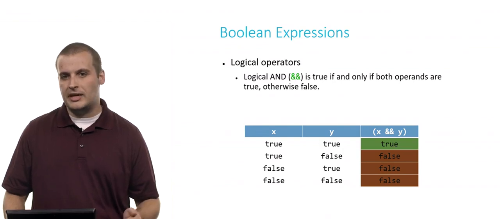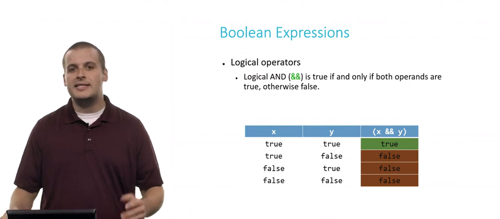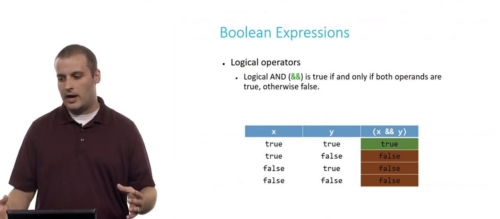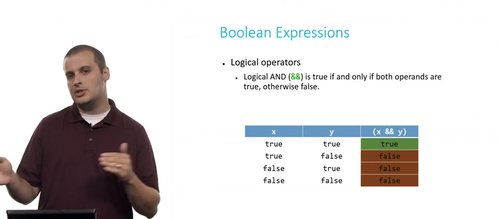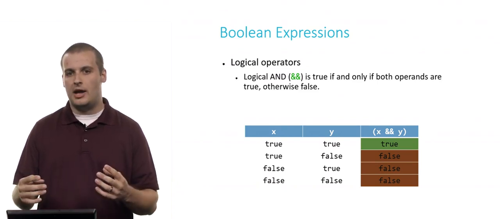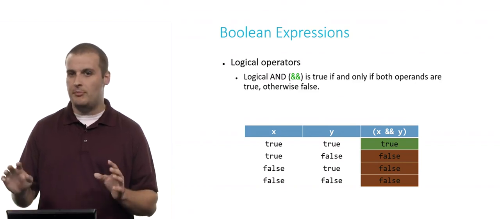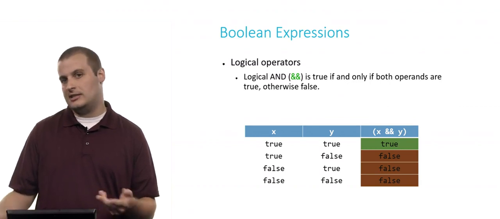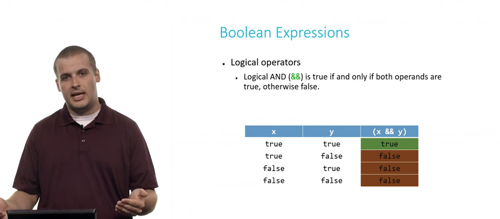So let's take a look at the three logical operators that we'll see quite a bit in programming in CS50 and programming more generally. Logical AND is true if and only if both operands are true, otherwise false. What does that mean? Let's say that I am at a point in my code where I have two variables, x and y, and I want to decide whether to do something based on if x is true and y is true. I only want to do it if both of them are true. Otherwise, I don't want to go down that path because it's not going to help me. What I can say is if x ampersand ampersand y.